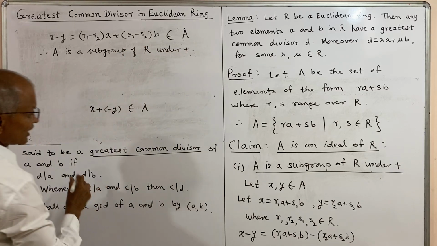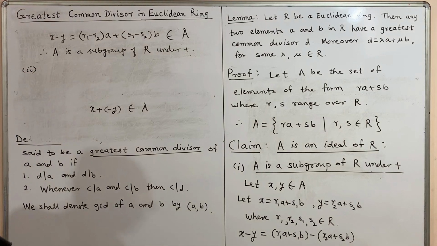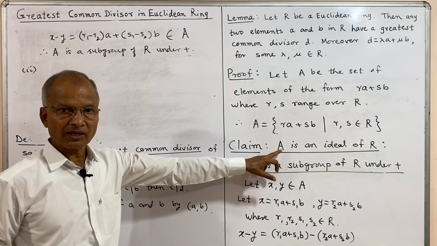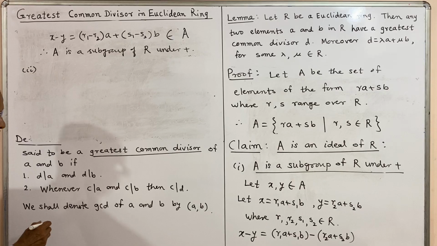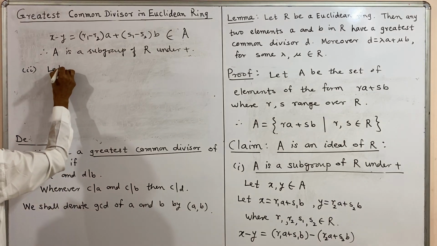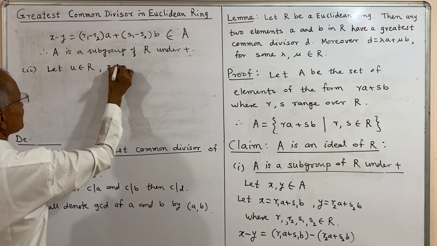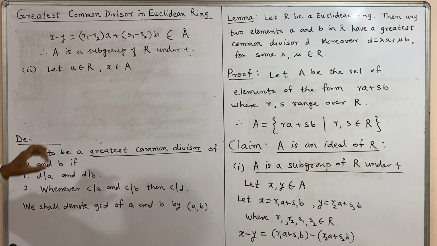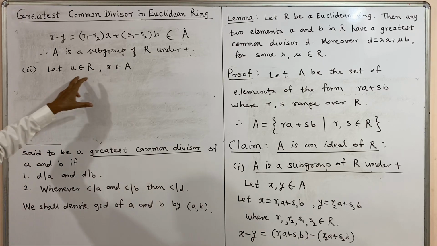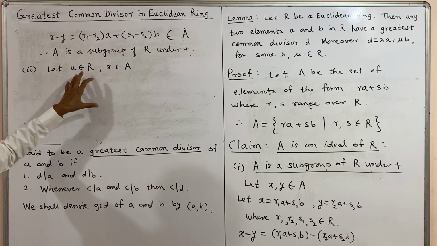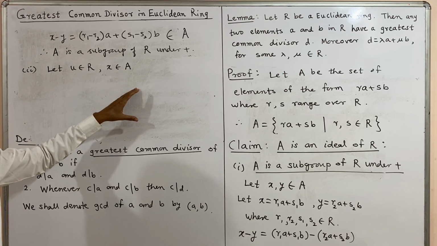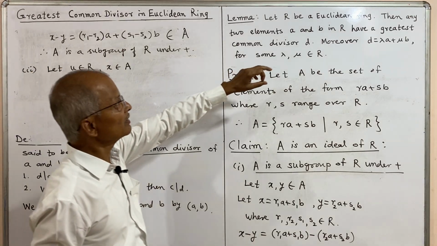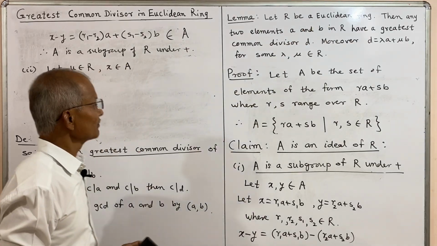Under plus. Now the second condition for an ideal is: let U be an element of R. We want to prove A is an ideal of R. The second condition in the definition of an ideal is: let U belong to R, X belong to A. Then we have to prove U into X belongs to A. And you see, this is commutative, and therefore if U into X belongs to A, X into U also belongs to A, because the ring is Euclidean and it is commutative.